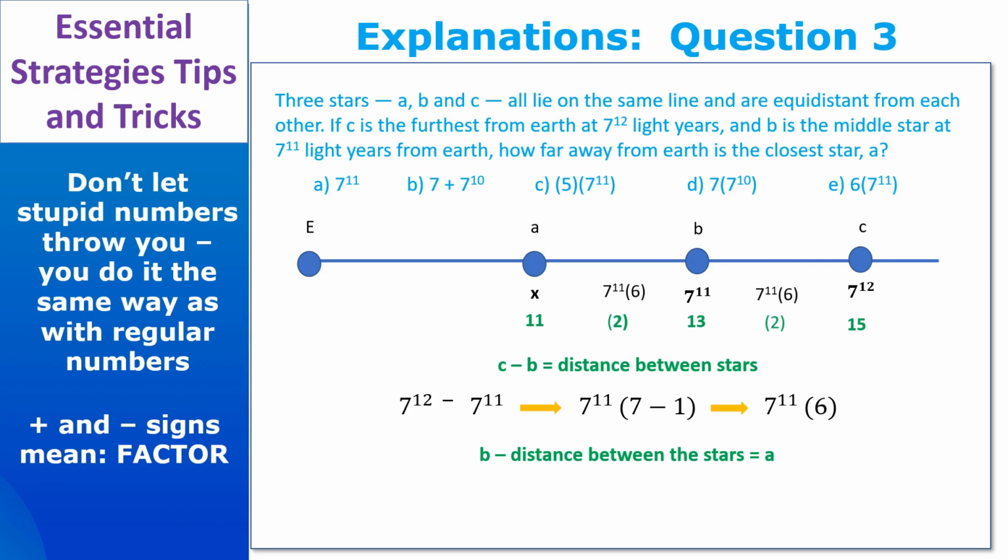Okay, next step. We take point B and we subtract the distance, and that's going to give us the value of point A. So that means we take 7 to the 11th minus 7 to the 11th times 6. And remember, minus signs always mean factor. So we have 7 to the 11th on the same side of that minus sign. So we factor out 7 to the 11th. We put what's left over in the parentheses. That's 1 minus 6. So we're left with 7 to the 11th times negative 5. That's our answer. It means that star A is somewhere to the left of Earth. It's like on the negative side of the number line, but that's okay. The distance to Earth is still 5 times 7 to the 11th.